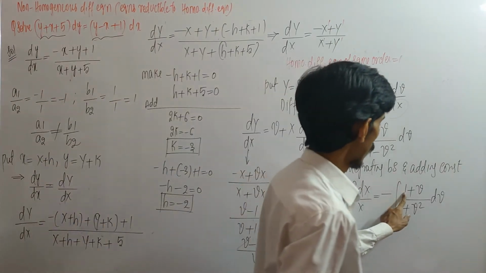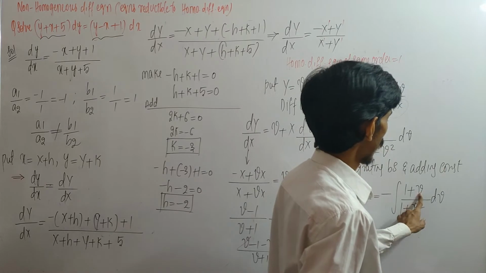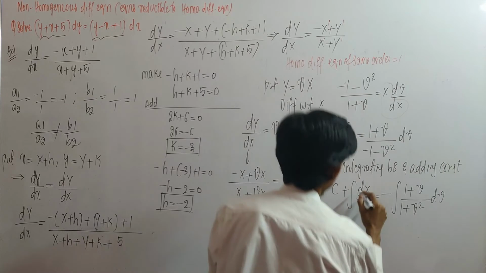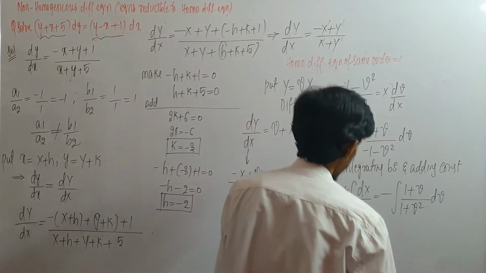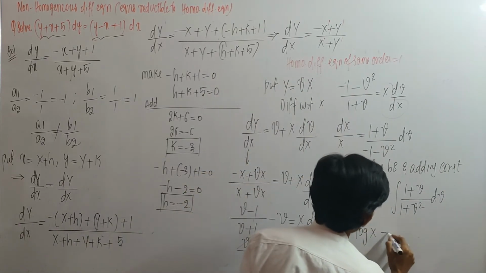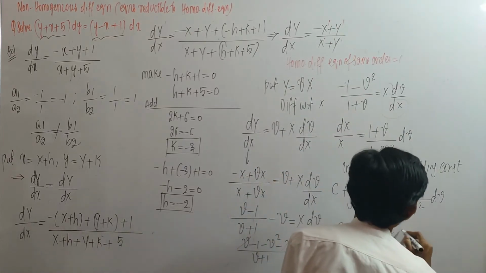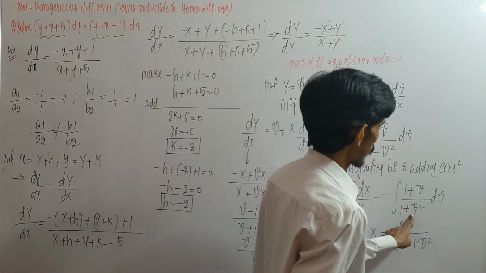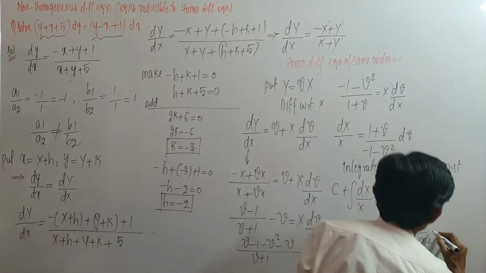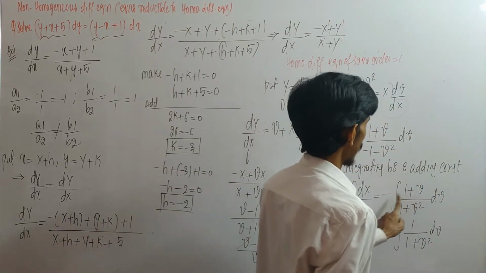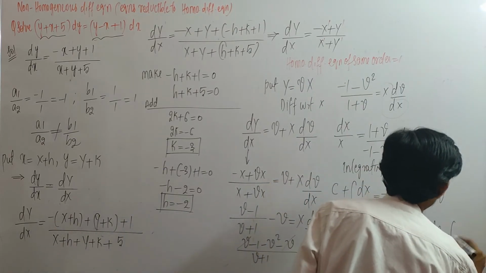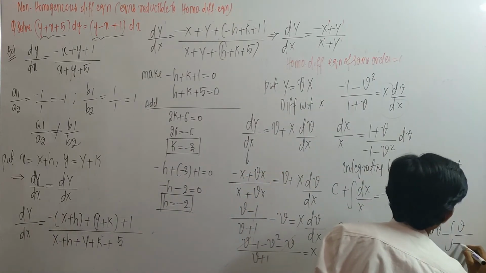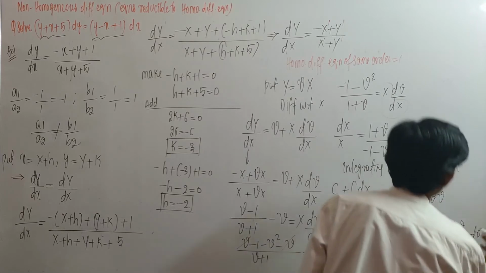Now here we have 1 by 1 plus v square, v by 1 plus v square. Let me separate this. Here I have c plus integration dx by x, value is log x. Now separate this, minus integration 1 by 1 plus v square dv, plus, here we have the plus sign, minus into plus will become minus integration, distributing the integration, v by 1 plus v square dv.